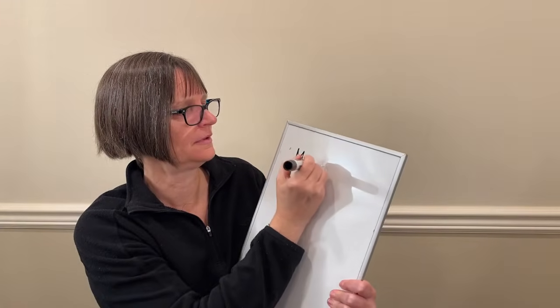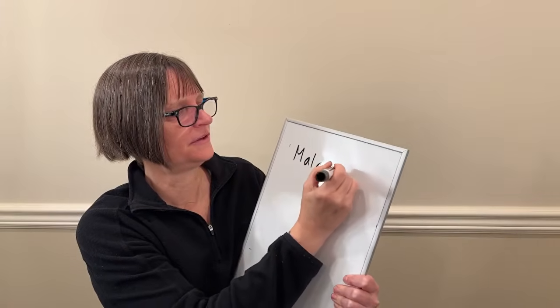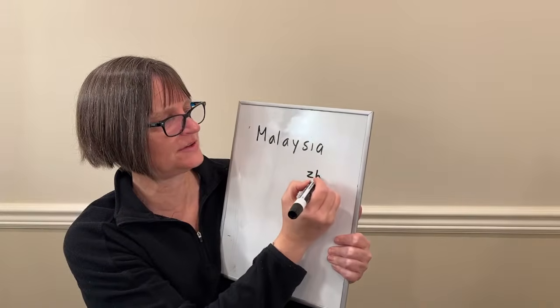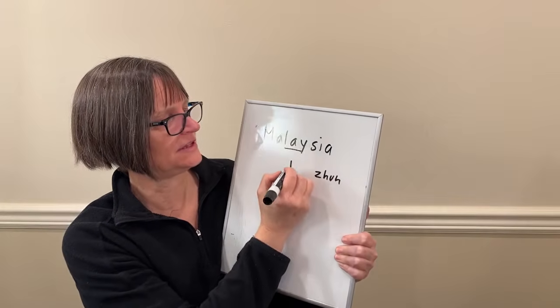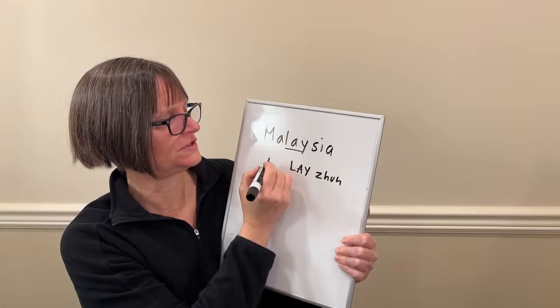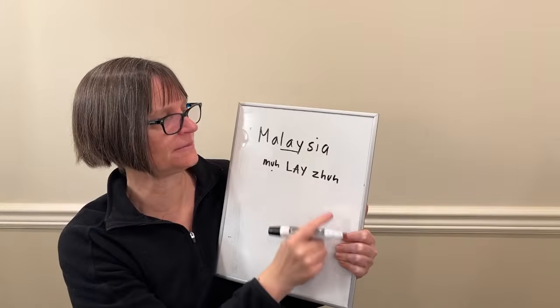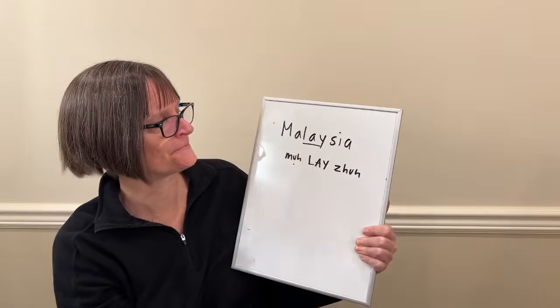We have a question about Malaysia. So we have another, just like we had in Indonesia, in Malaysia, we just have the j sound at the end. Stress on the "lay" syllable. Then our first syllable gets unstressed. We lose that A vowel and it just becomes a schwa. So that's how we pronounce Malaysia in American English. Thank you for that.